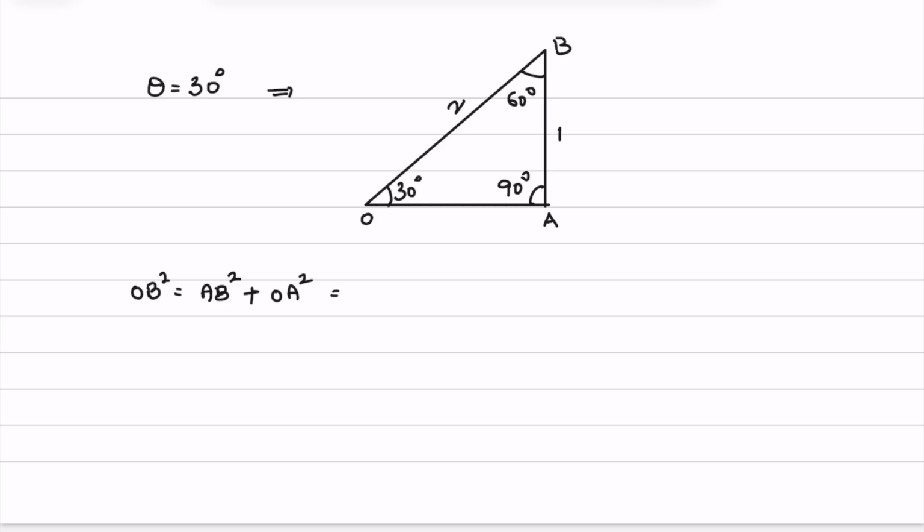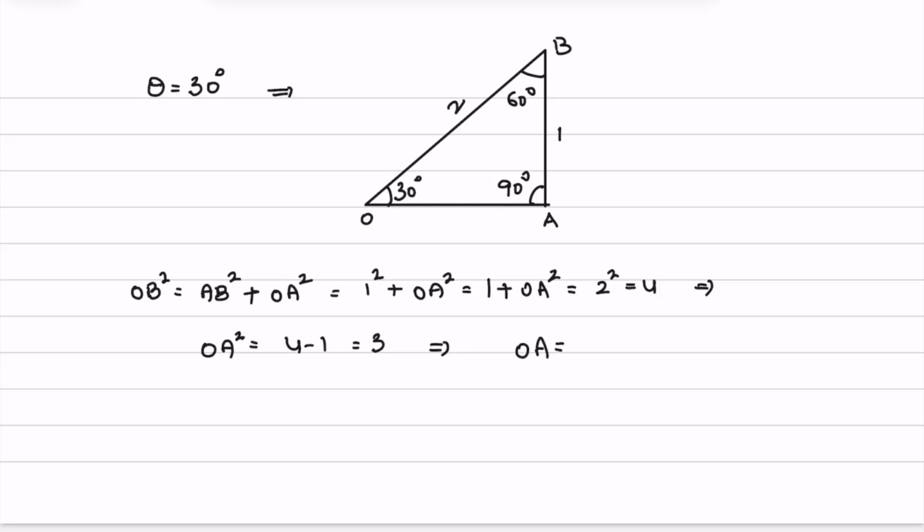What is opposite side square? 1 square plus OA square. That is equal to 1 plus OA square. What is OB square? OB square is 2 square, that is equal to 4. That means OA square, adjacent side square, is equal to 4 minus 1, that is equal to 3. That implies adjacent side for 30 degrees, OA is equal to square root of 3. Please remember this. This is square root of 3.